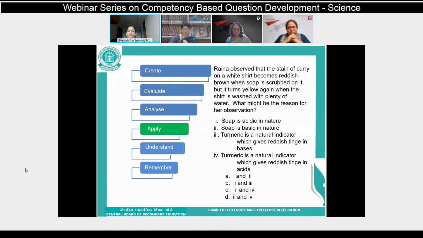That means the child should be aware of the nature of the soap as well as the details of the indicator. What exactly is an indicator? What is the function of the indicator? How does it behave in acidic or basic medium? That means some sort of comprehension as well as interrelation is being taken between these two statements, that is, two concepts like the nature of soap as well as indicators.